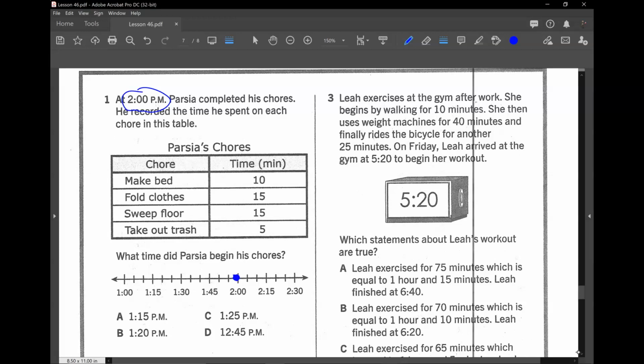So I'm counting backwards. He made his bed. It took him 10 minutes. So 5, 10. Folded clothes took him 15 minutes: 5, 10, 15. He swept the floor, which took him 15 minutes: 5, 10, 15. And he took out the trash. It took him 5 minutes. And it stops at 1:15 p.m. A.